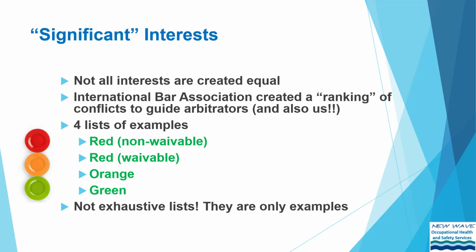The system divides interests into 4 groups. A red, non-waivable interest group, a second red group for waivable interests, and orange interests and green interests. These lists are not exhaustive, they're only guiding examples, and you should feel free to add some of your own or modify them to suit your circumstances. But I'd like to go through the lists in more detail.